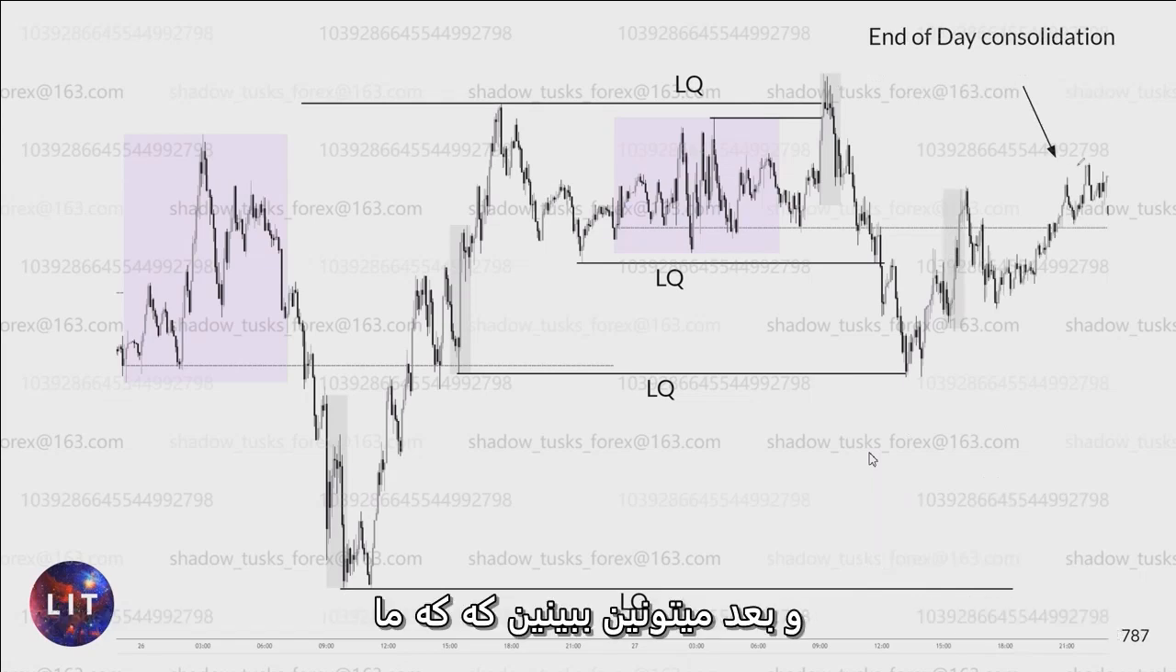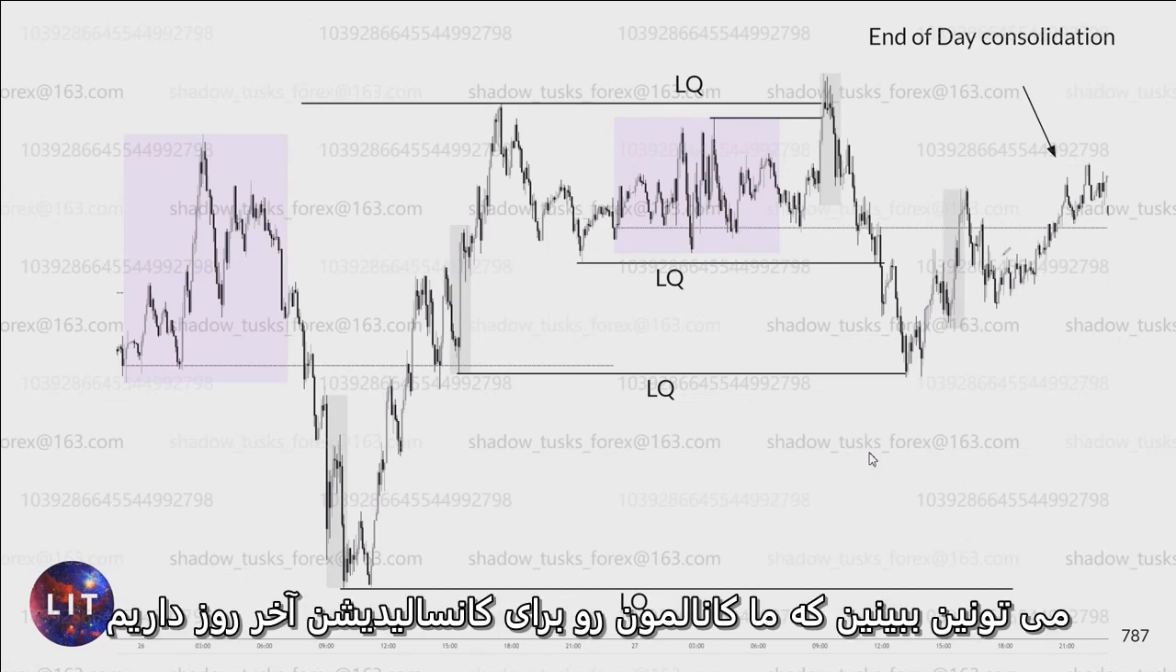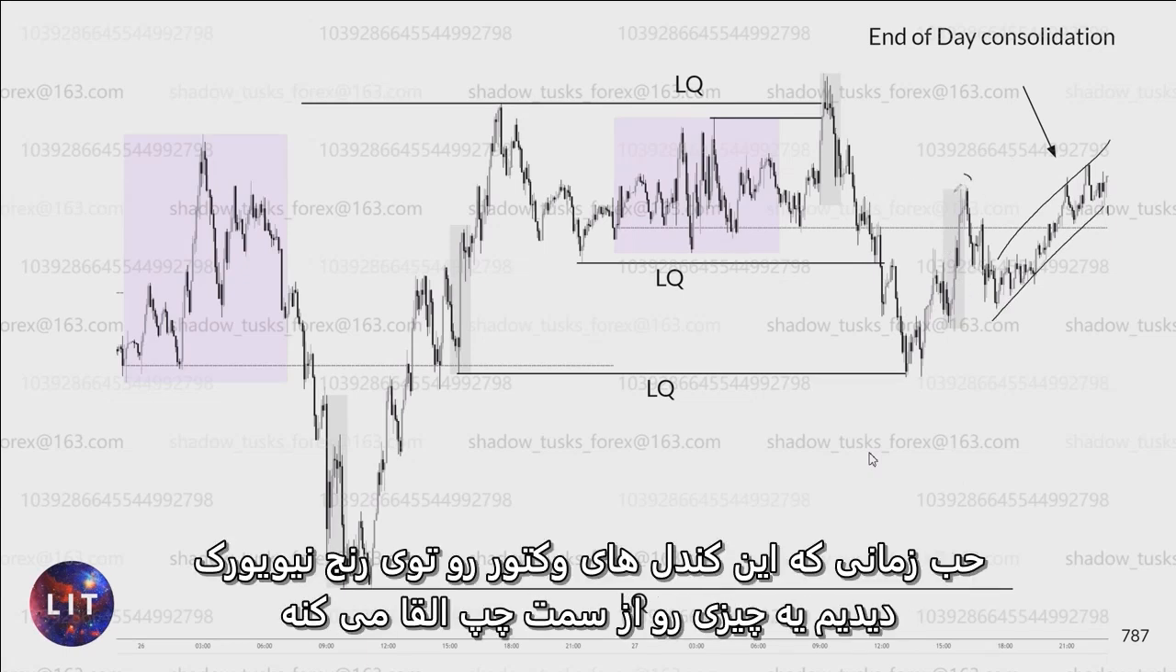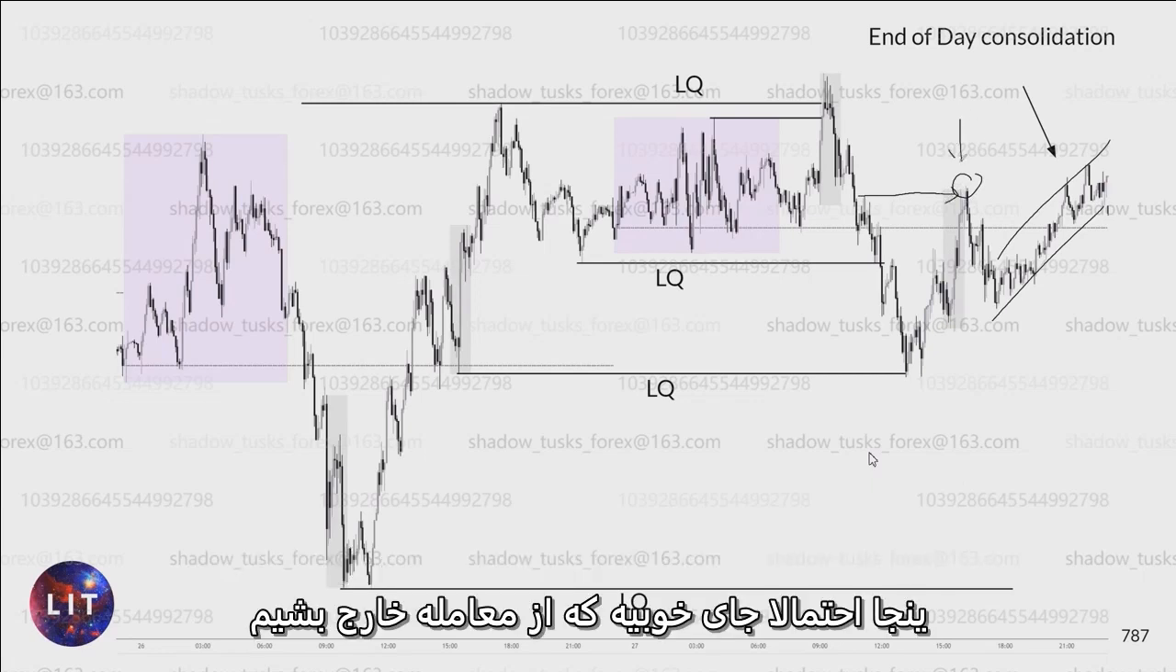And then you can see that we got channel for consolidation at the end of the day. So likely, where would you get out here? Well, once you see these vectors in New York induce something to the left, this would probably be a pretty good point to get out.